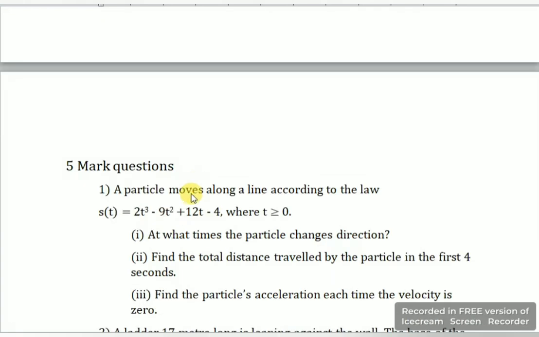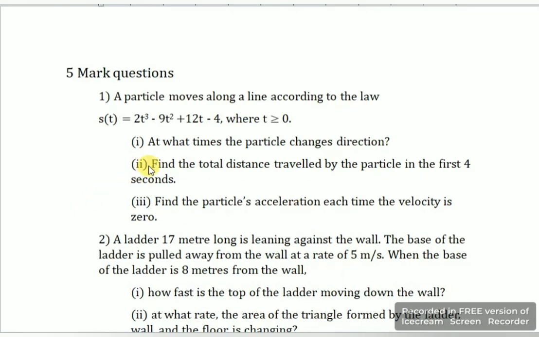Next, 5 marks questions. First one, a particle moves along a line according to the law S(t) = 2t³ - 9t² + 12t - 4, where t ≥ 0. At what times does the particle change direction? Next, find the total distance traveled by the particle in the first 4 seconds. Next, find the particle's acceleration each time the velocity is 0.